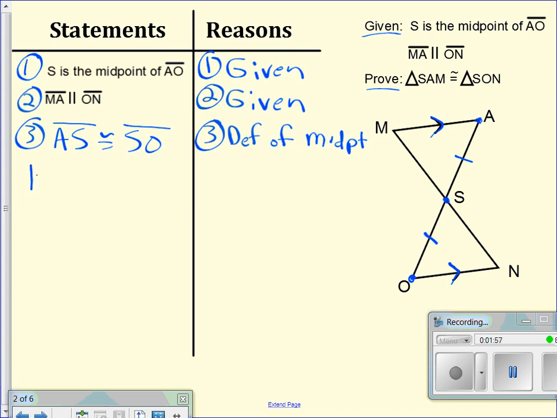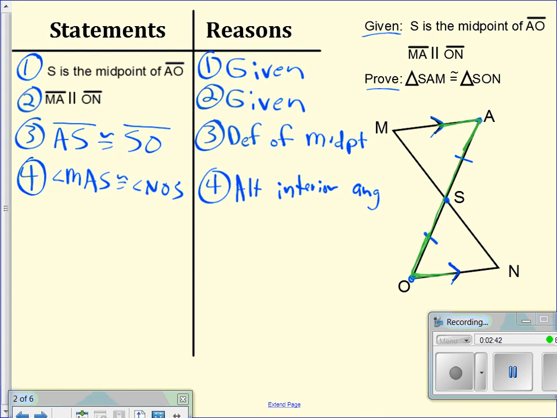All right, now I want to look back at the fact that I've got parallel lines. So that's statement number 2, MA parallel to ON. All right, if those two lines are parallel, then I know, let's go green here, I know that I can kind of make alternate interior angles here. We see these a lot in geometry and in these proofs. So my statement is angle, let's call it MAS, that's an S. MAS is congruent to angle NOS. All right? And that reason is because, like I said, alternate interior angles. Super. Okay. All right, and I'll mark that as I do it. Boom. This is congruent to that.